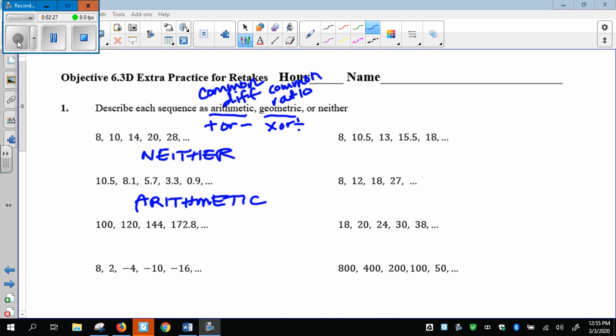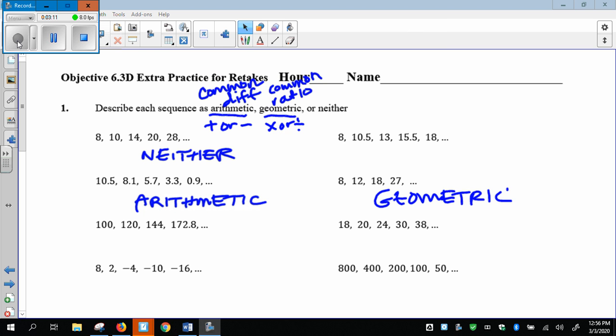Okay, let's do one more here. I'll try this one here. I believe this is a geometric, but we'll just check it out. So geometrics have a common ratio, so to get that common ratio, I would divide 12 by 8, which is 1.5. Then 18 divided by 12, that's also 1.5. So you can check one more, do 27 divided by 18, but I think you'll find that that's also 1.5. So this one has a common ratio, and that ratio is 1.5, and so we're going to say this is a geometric sequence.